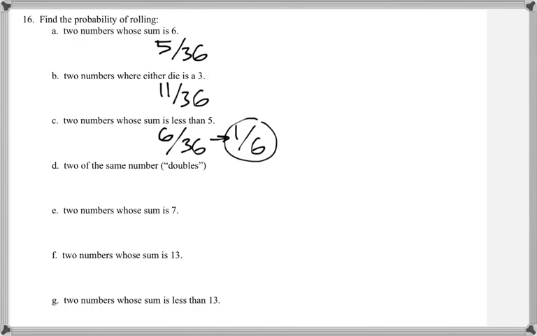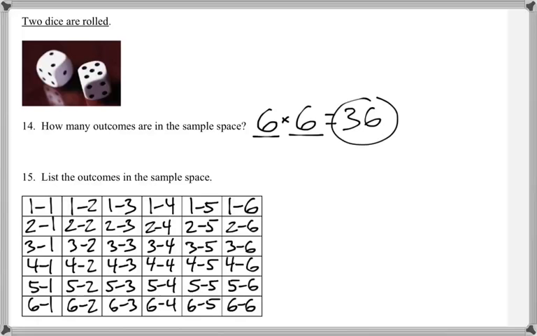Part D says 2 of the same number, or what's called doubles. So the doubles are in this diagonal right here. So that's also 6 out of 36.